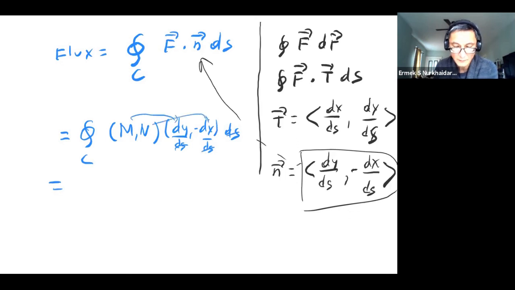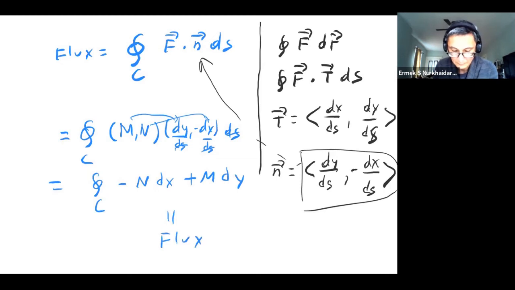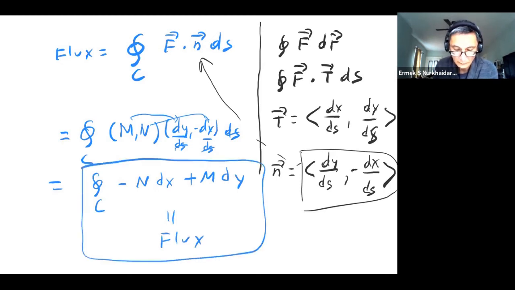Distribute multiplication, dot product. So we're going to get integral over C of negative N dx plus M dy. So that's flux. Okay, so that's two-dimensional flux.